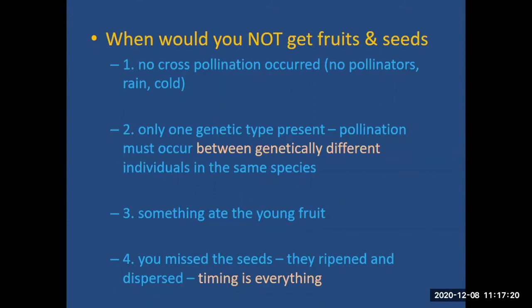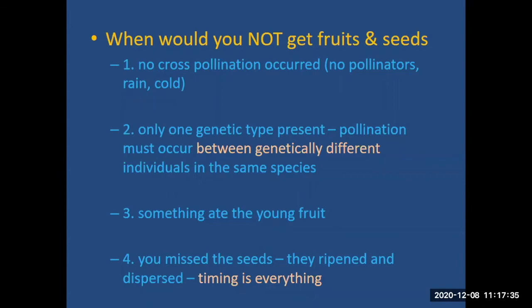So a lot of people ask, when I collect seeds from plants in the garden, when would I not get fruits and seeds? You don't always get successful fruits with seeds in them. What are some reasons why not?